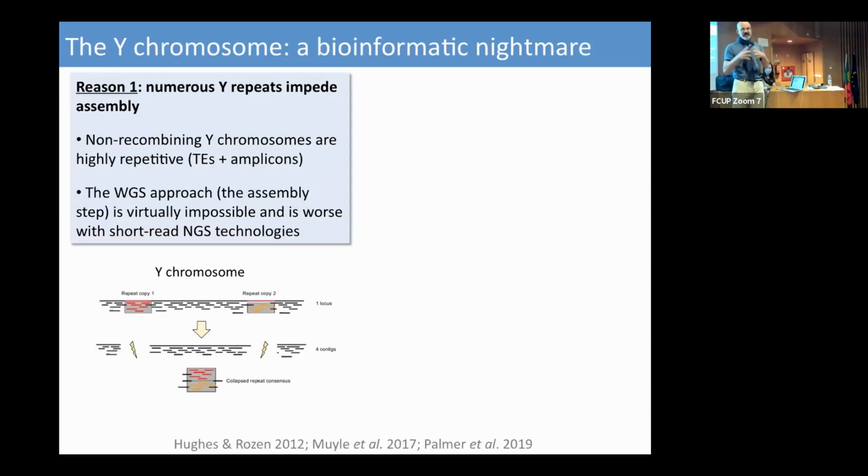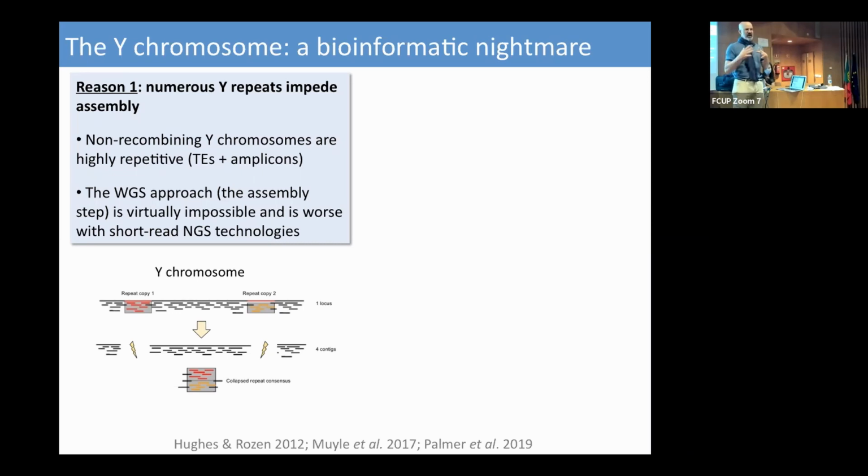The problem is the Y chromosome is a bioinformatic nightmare. It's very difficult to sequence a Y chromosome, and more importantly, to assemble a Y chromosome, for two reasons.